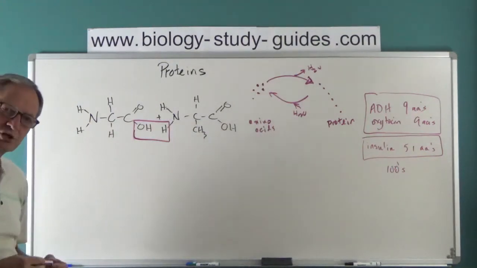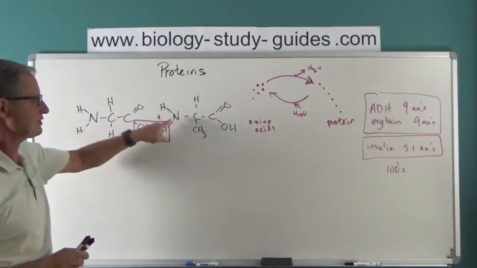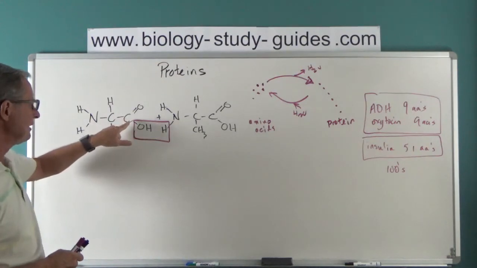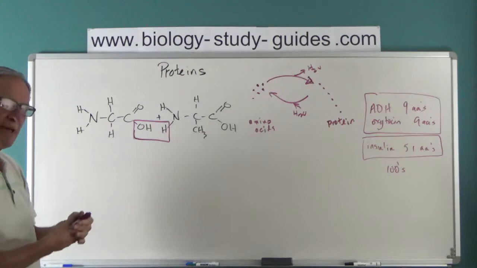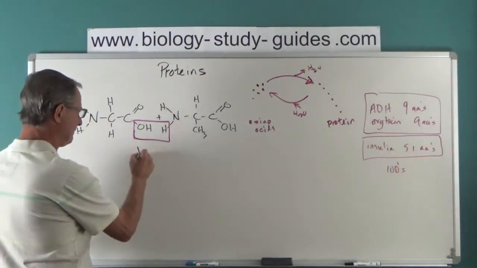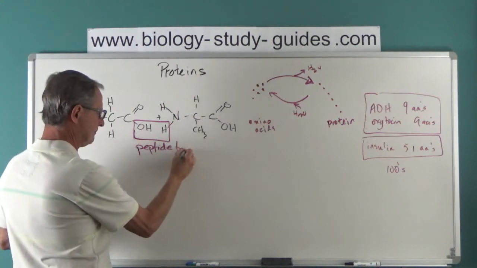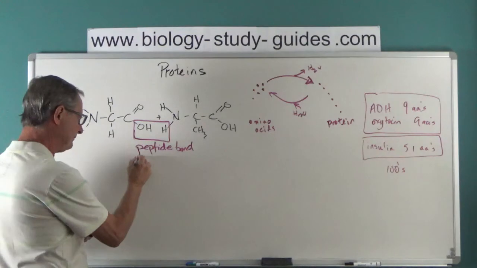Does this form an ester bond? No, because ester bonds, if you remember, went carbon-oxygen back to carbon. This is not doing that. This is going from carbon straight to nitrogen. This thing is called a peptide bond. A peptide bond is a strong covalent bond.